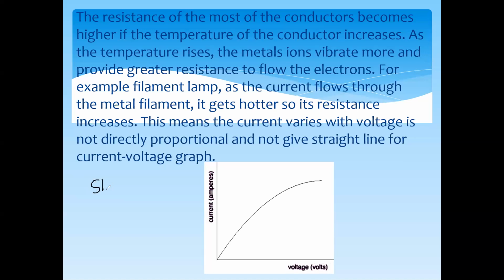As current is on the y-axis and voltage is on the x-axis, the slope is the reciprocal of R. So what happens? As we increase the voltage, the charges have more collisions. As the charges have more collisions, it results in an increase in temperature. An increase in temperature will increase the resistance. So when the resistance increases, what happens to the slope? The slope will decrease.